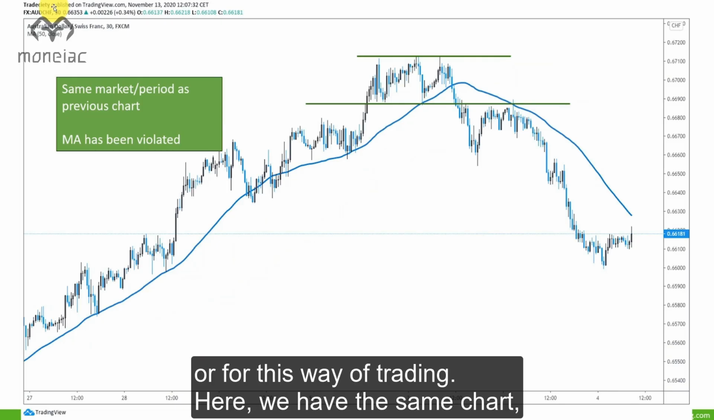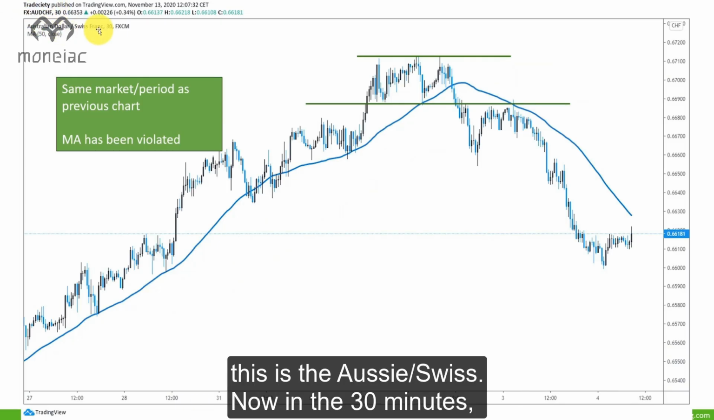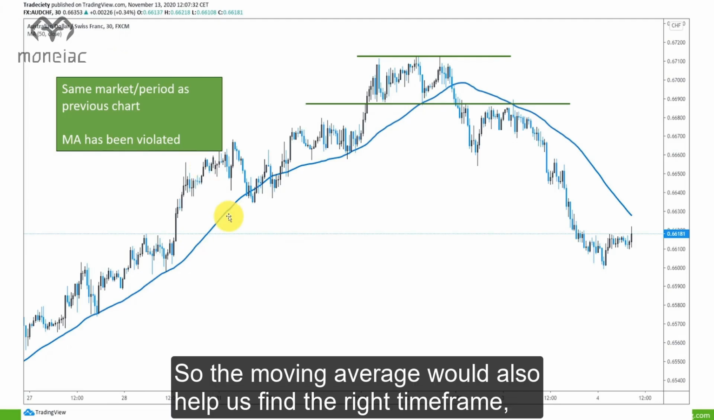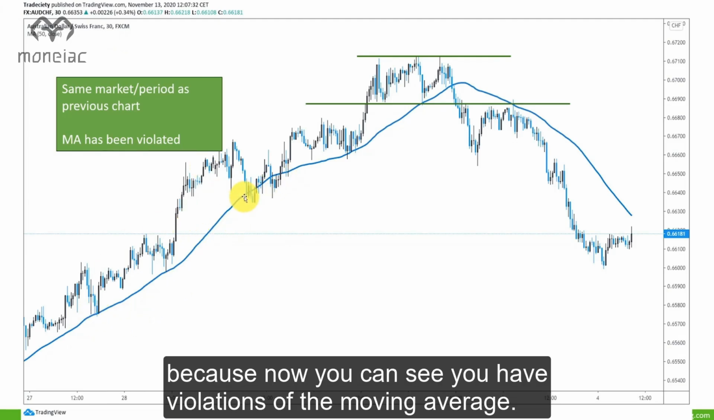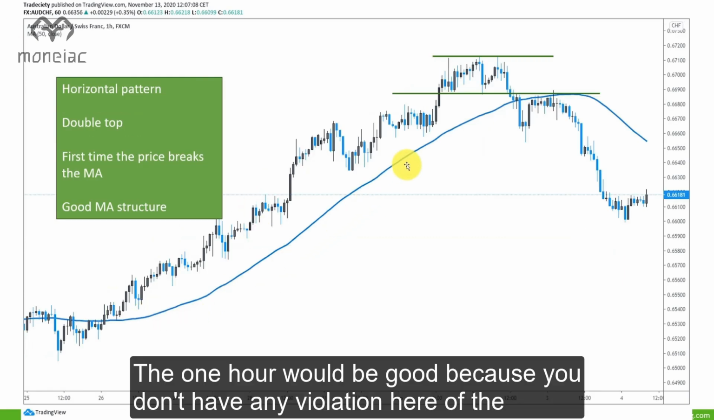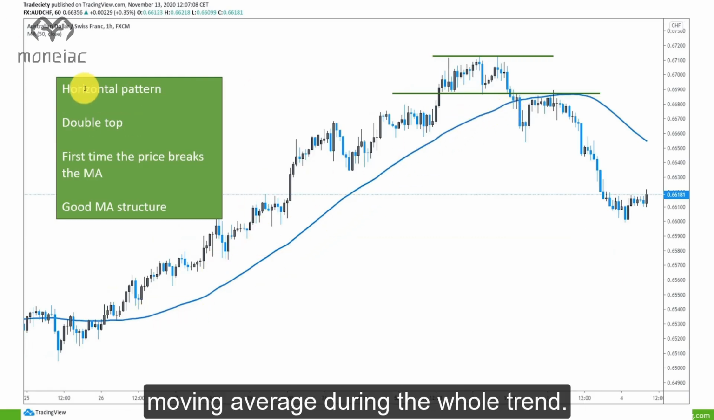Here we have the same chart. This is the Aussie Swiss now on the 30-minute. Previously we were on the 1 hour. So the moving average will also help us find the right time frame, because now you can see you have violations of the moving average. So the 30-minute time frame is not the right time frame for trading this market. The 1 hour would be good because you don't have any violation here of the moving average during the whole trend.